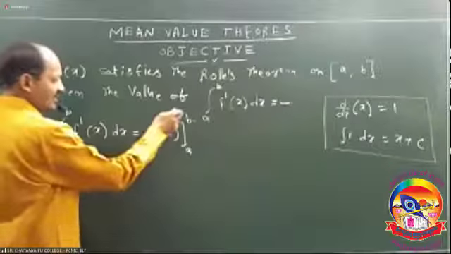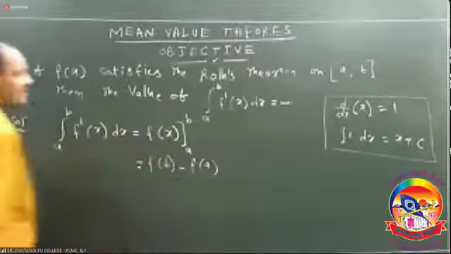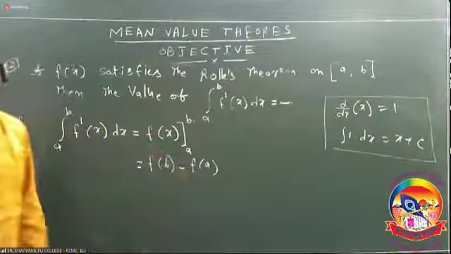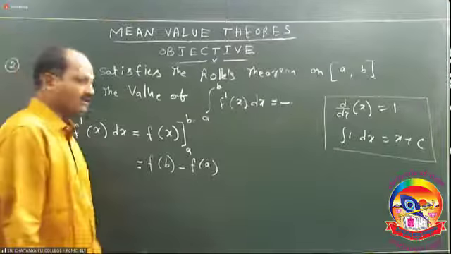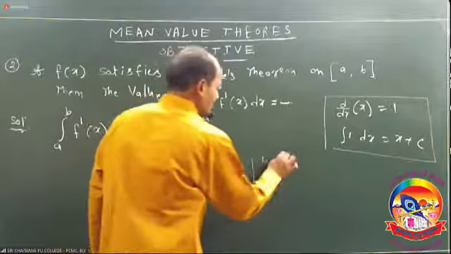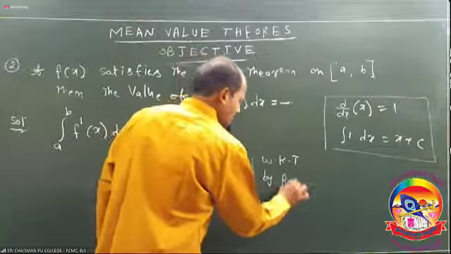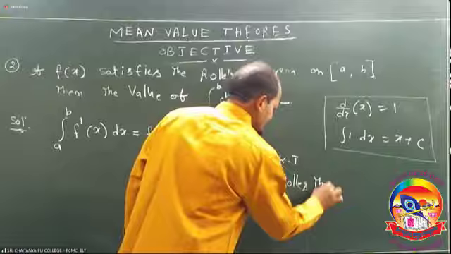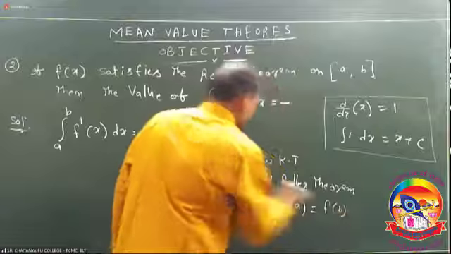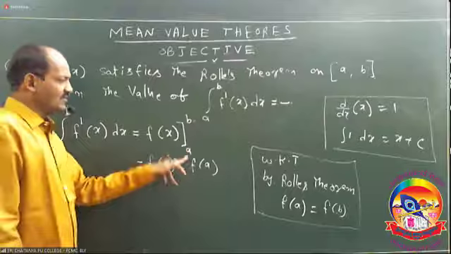Then first the upper limit, f of b minus f of a. But here the given function satisfies Rolle's theorem. According to Rolle's theorem, the third condition is f of a equal to f of b. We know that by Rolle's theorem, f of a is equal to f of b. Third condition. Okay? Here, for f of x, lower limit a, upper limit b.